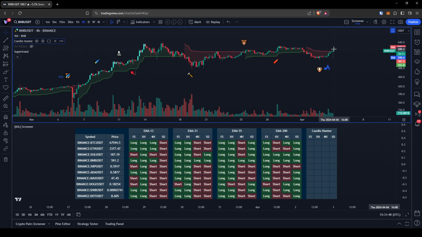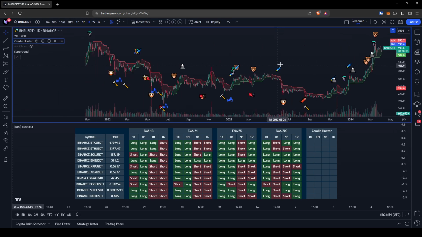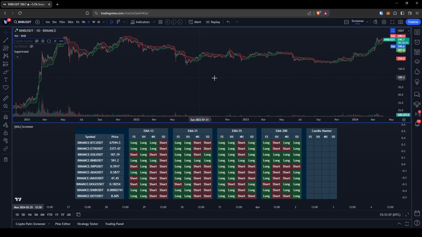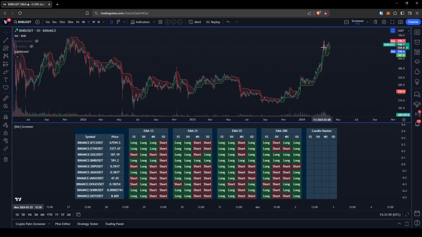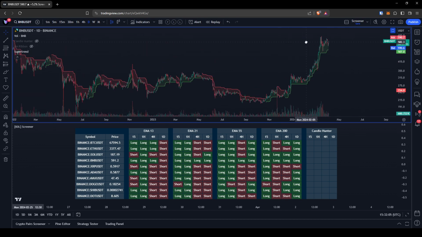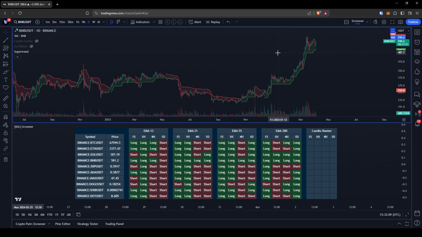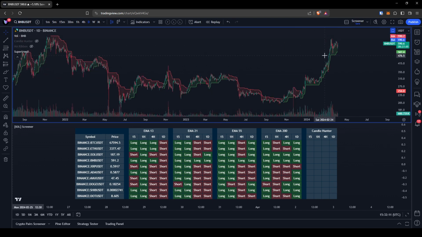BNB is definitely a coin to watch. Let's go to the daily again. I think we are pretty cool because we are at the all-time high like BTC, and we try to break it at least. We are still bullish, and it takes time to confirm it and build support, of course. But it's a good way to check out what's going on.